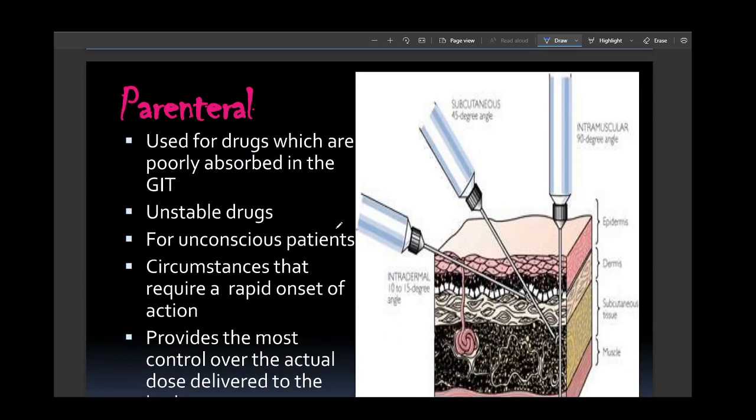Parenteral is used for drugs which are poorly absorbed in the GIT, meaning they cannot withstand the harsh environment of the stomach or of the intestine. The intestinal environment is basic and the stomach environment is acidic.